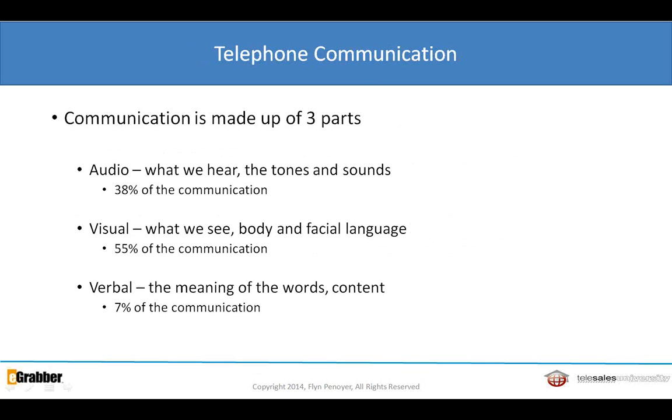Okay, so to give you an idea of the telephone communication, there are three parts to a normal communication. The first one is audio. It's what we hear, the sounds and the tones. And this represents about 38% of a normal communication. So if you're standing at a party with somebody and talking to them, about 38% of what you're getting from them is that audio, the tones and the sounds you're hearing. 55% of that communication is visual.